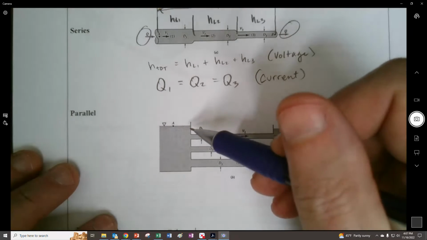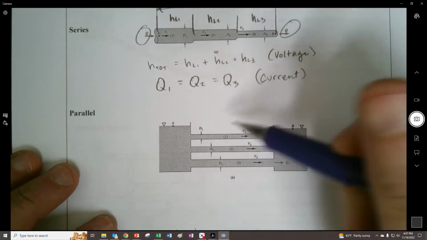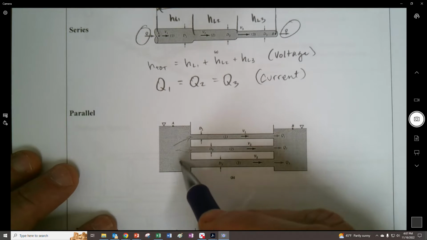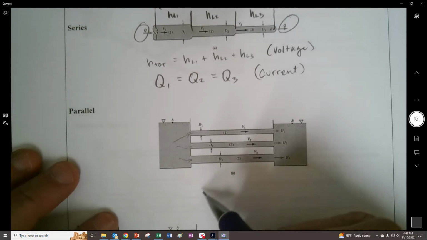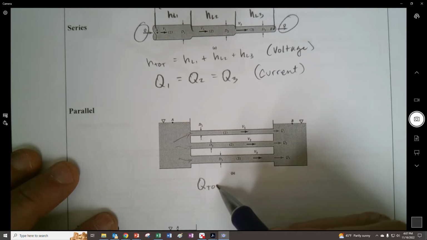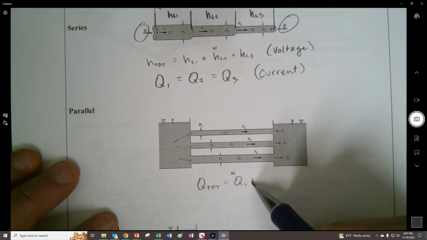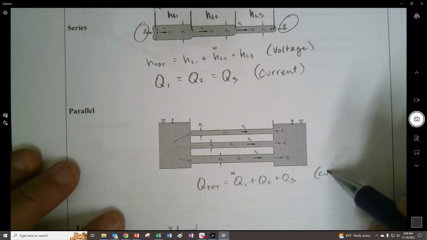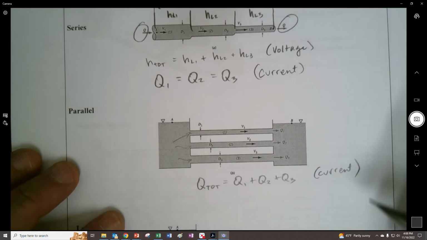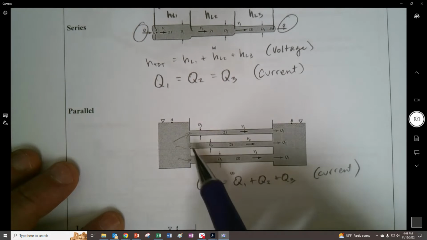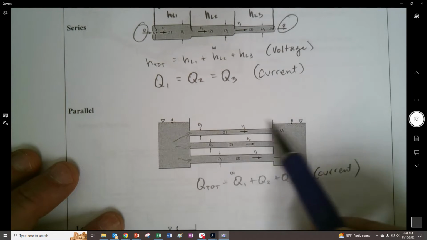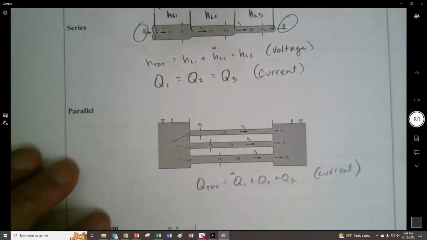And what we'll know from this is that the total flow into this system, Q tot, is going to be Q1 plus Q2 plus Q3. This, of course, is also analogous to current. And then we could take it on faith that the head loss between here and here is going to be the same. We could prove that in a second.